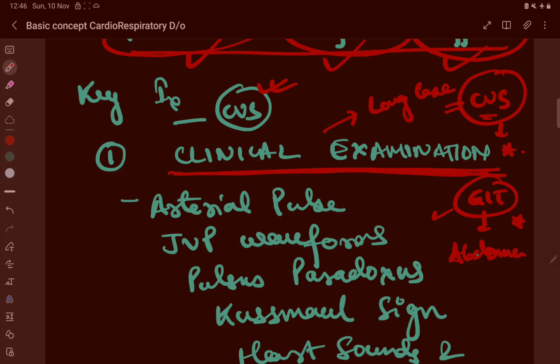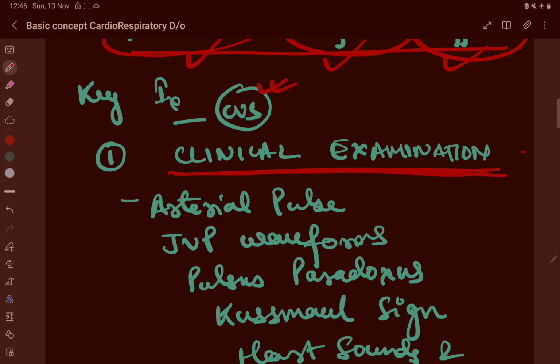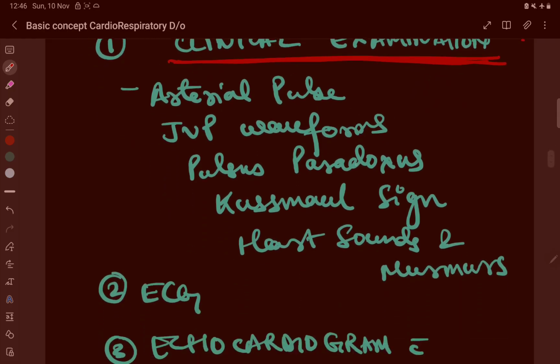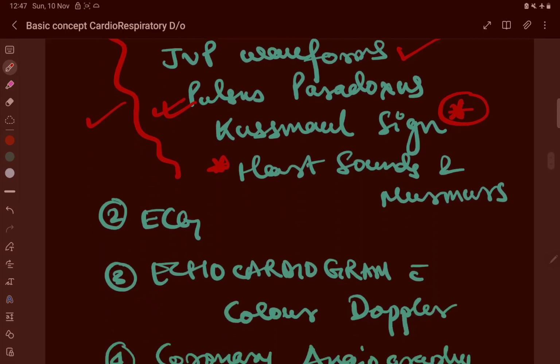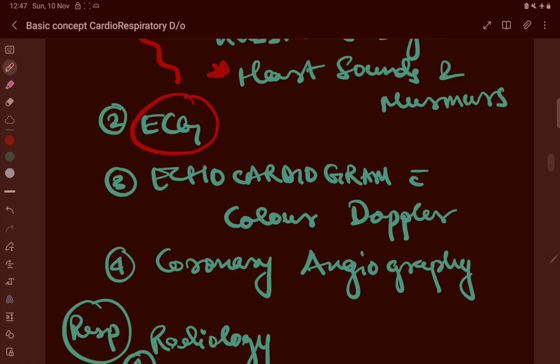Okay, all abdomen. Okay, so CVS examination, which are the points, it's very short. I'm discussing the important parameters which you have to understand while doing the clinical examination. First is the arterial pulse, second is the JVP waveforms, the pulsus paradoxus, the Kussmaul sign, very important, the heart sounds and the murmurs. These are all included in the clinical examination. The second is the ECG. We are going to discuss ECG in a very vast manner.